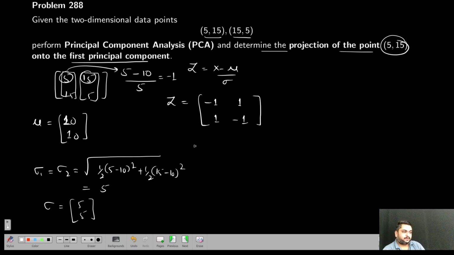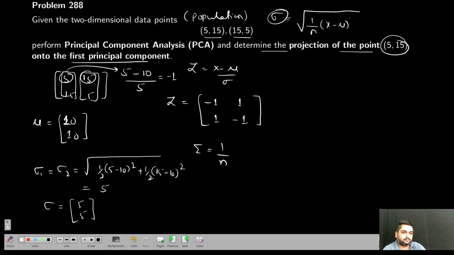In the next step, you have to find the covariance matrix. The covariance matrix is given as 1 by n, because I am assuming population here. Standard deviation is explained in the concept of degrees of freedom in my matrices and linear algebra, so go through it. For population, I represent standard deviation as sigma, so it will be 1 by n times the summation of (x minus mu) square over all points.